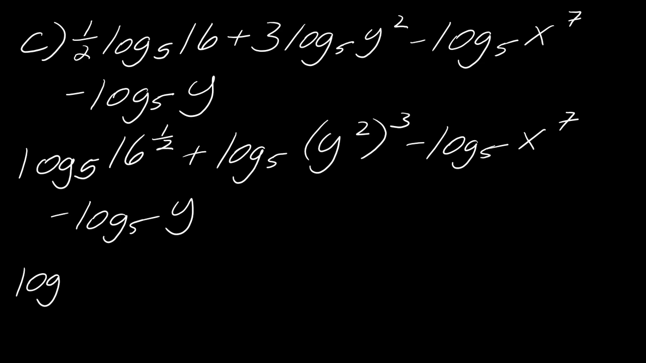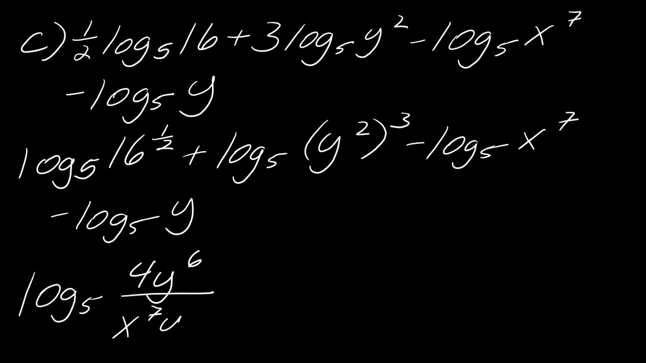This is going to be, let's see, actually let's put stuff on the top now. So I've got log base 5. Okay, 16 to the 1/2, that's the square root of 16, so that's just going to equal 4. Then, y squared cubed. So I multiply these exponents together to get y to the 6th. So that's what goes on top. What goes in bottom? X to the 7th and y. And now you notice, right, you can actually simplify this farther.